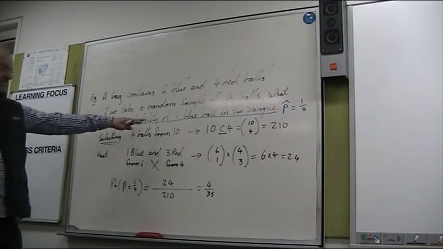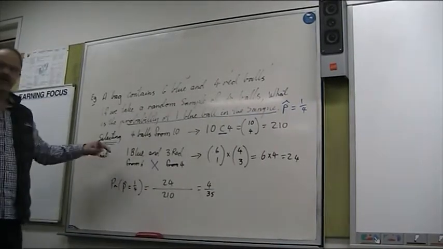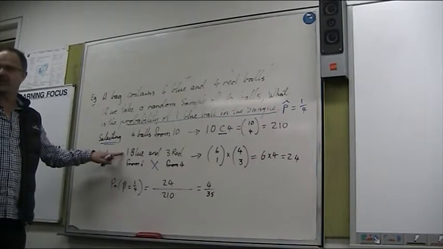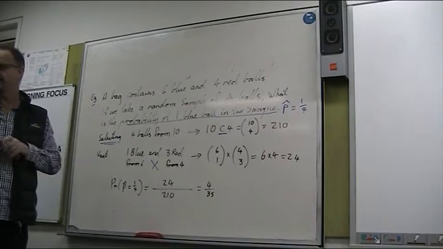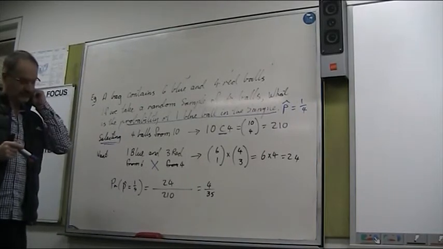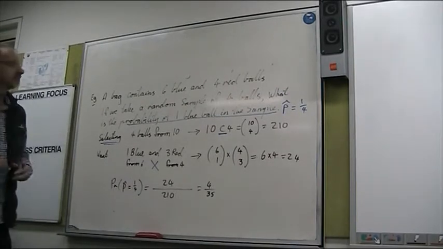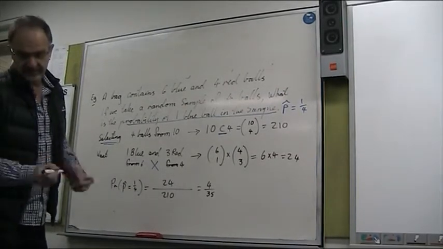Alright, because it says probability of 1 blue ball in the sample. There's 4 in the sample, we wanted 1 blue, there's 3 more, they've got to be red. If they're not, then it's not what we're looking for. Yeah. Alright.